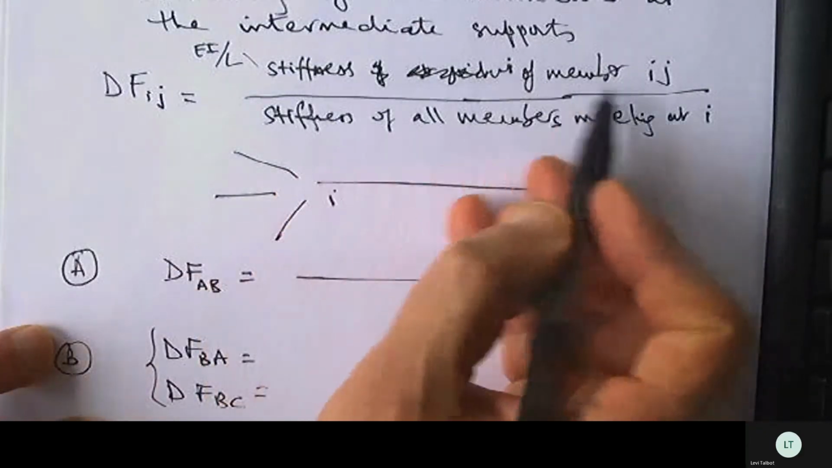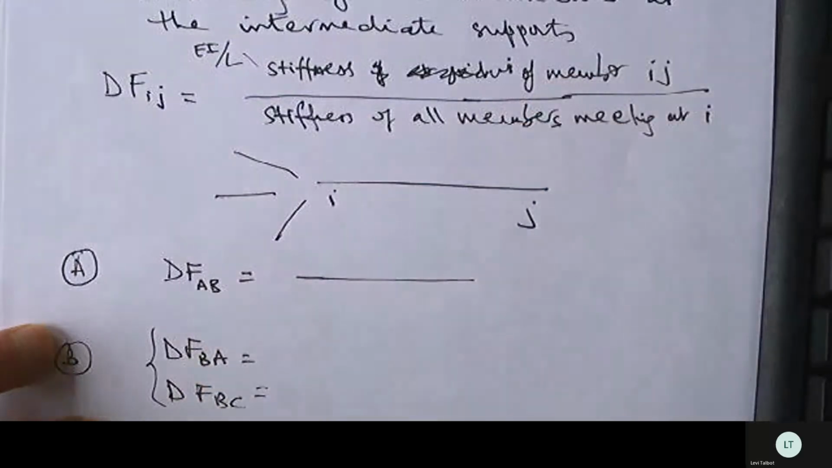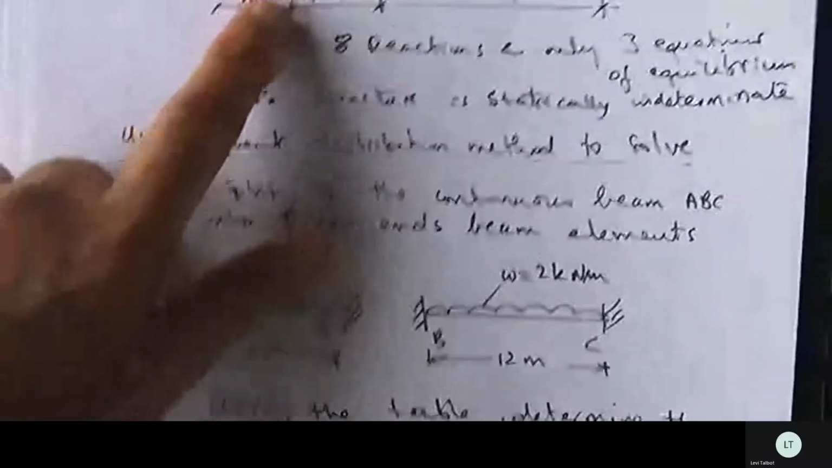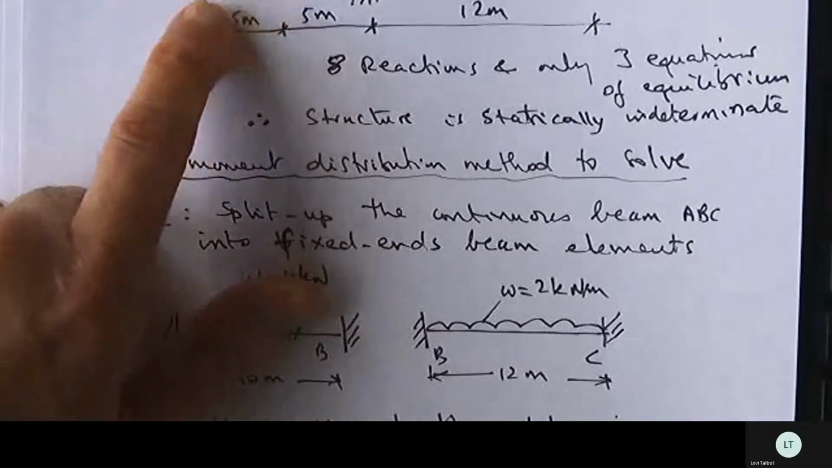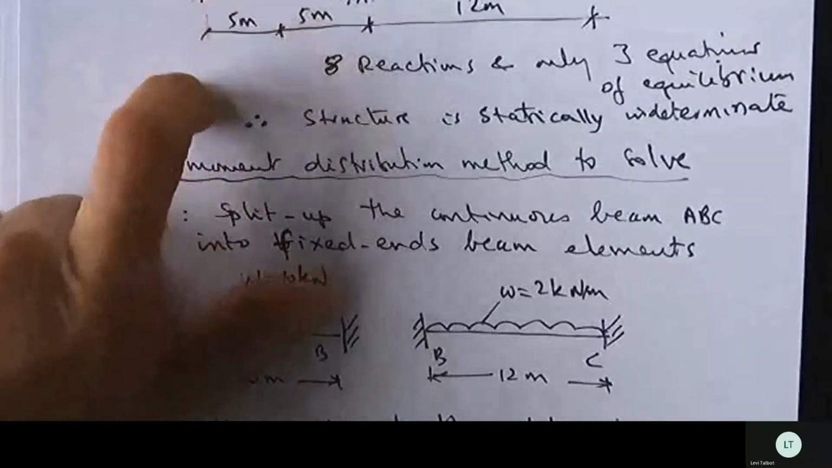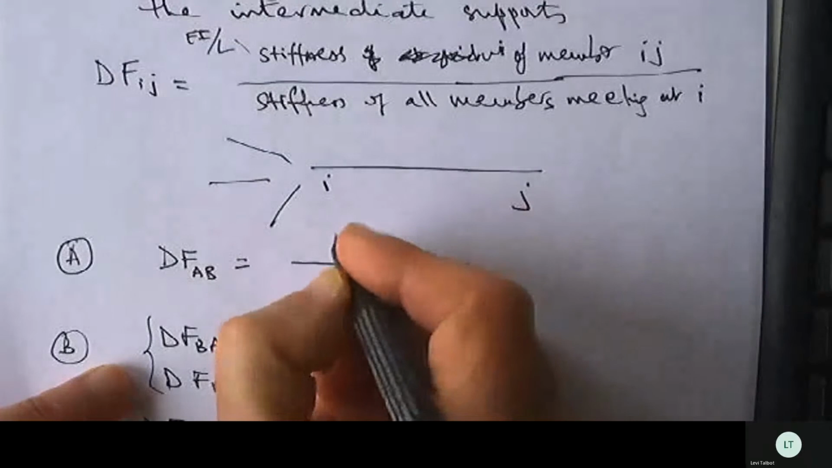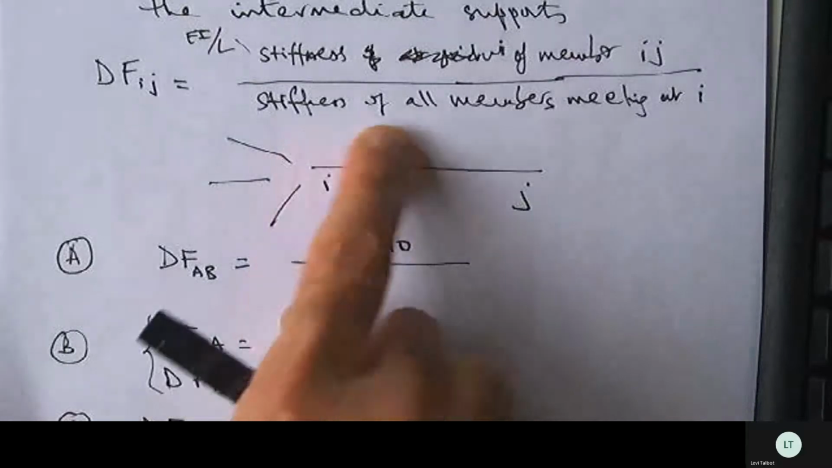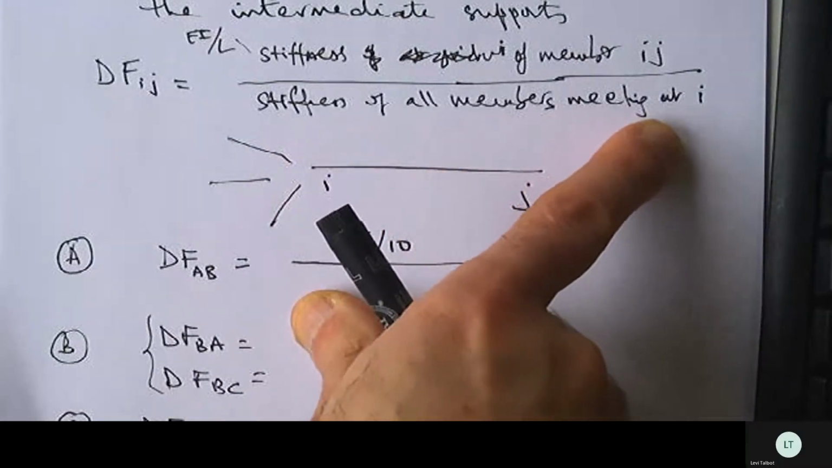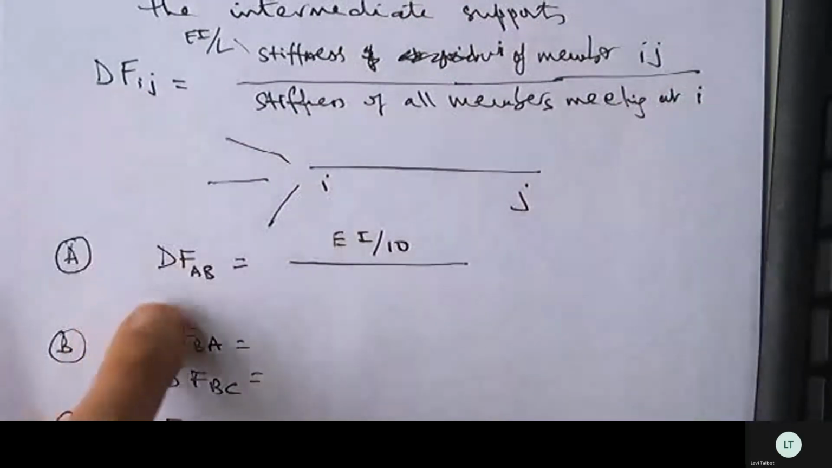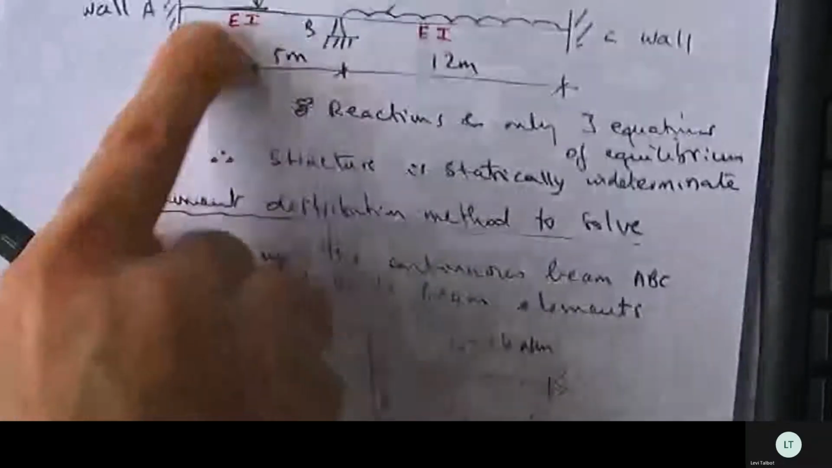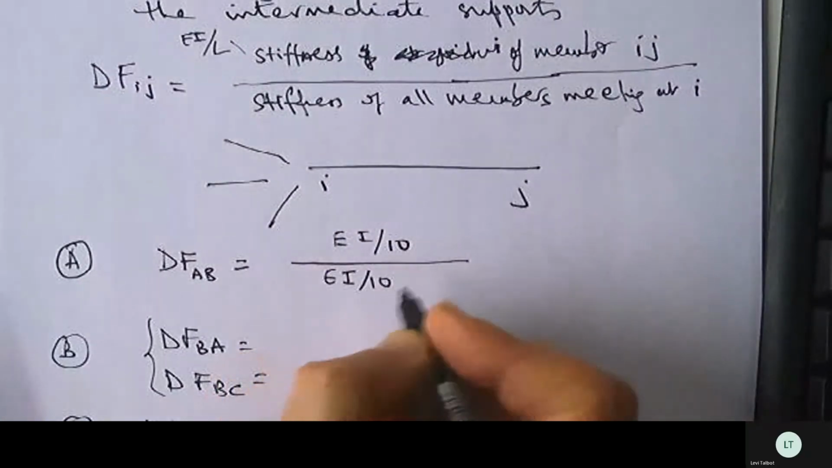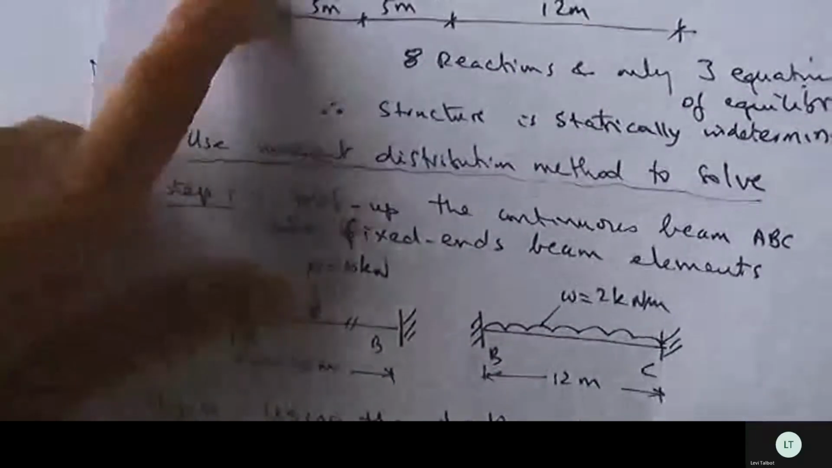So stiffness of member AB. What is the stiffness of member AB? EI over 10. You agree? So we have EI over 10, divided by the stiffness of all members meeting at A. At A we have EI over 10, and we also have the wall. We can't just ignore it.